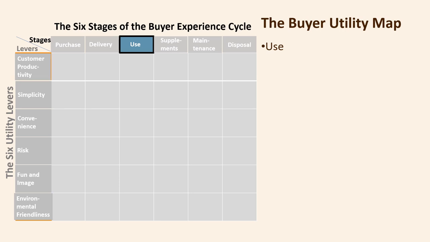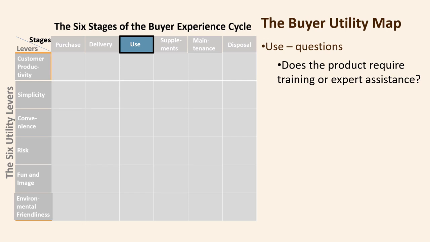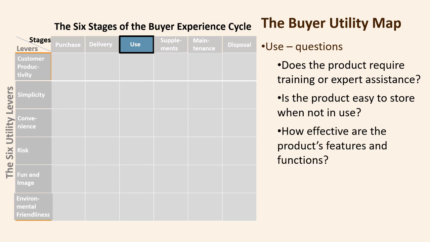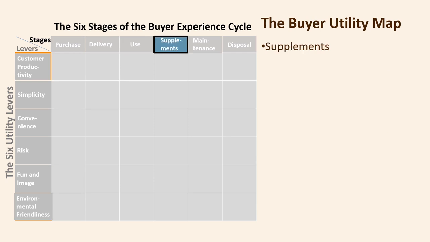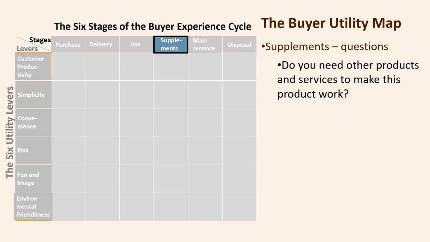The third stage is use. The questions in this stage are: does the product require training or expert assistance? Is the product easy to store when not in use? How effective are the product's features and functions? The fourth stage is supplements. The questions in this stage are: do you need other products and services to make this product work? If so, how costly are they?